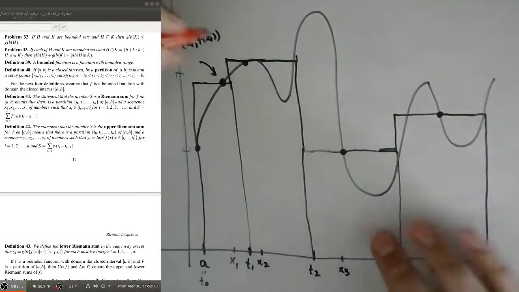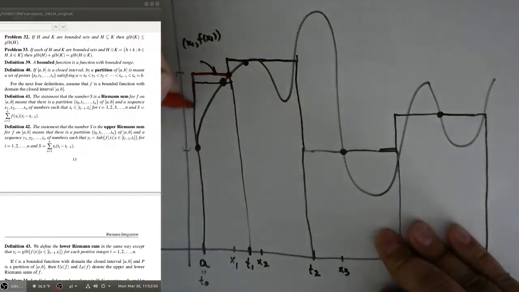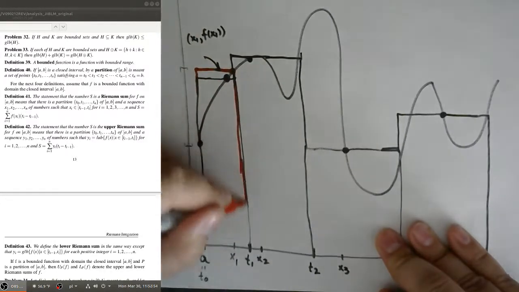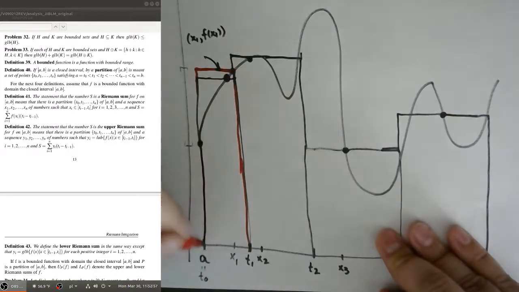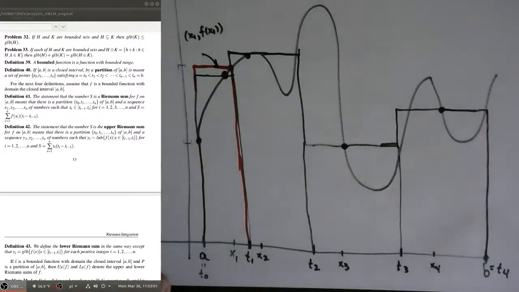So maybe I'll pick red for this. I pick the highest value that the function attains on this first interval, and that's right here in this case. And so I make my rectangle for my upper Riemann sum, this big one. Again, it's the same width, but just a little bit taller in this case. Okay, so we always want to pick the biggest.